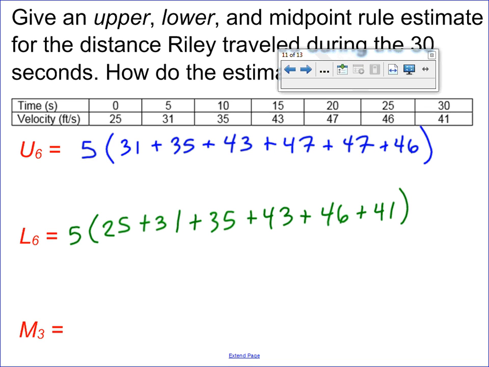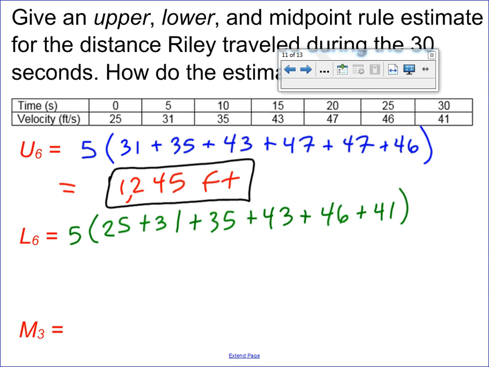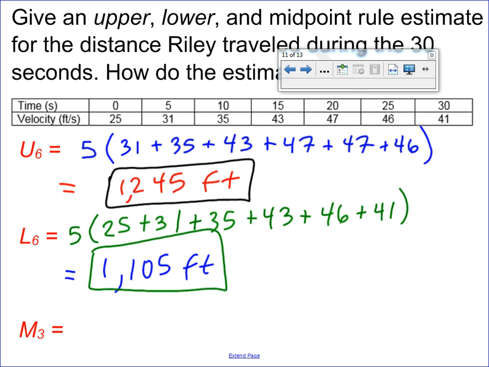And what did you get for the first one, Danny? 1245. And that'll be feet. So raise your hand if you have the same for the upper estimate. The upper estimate, okay. And then, what did you get for the lower estimate? You got the lower. Grace? 1,105. 1105? Which of these is better?